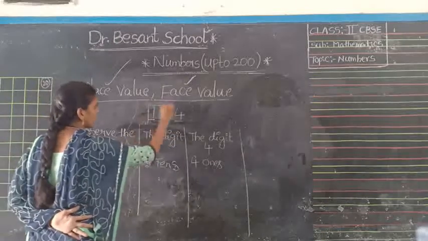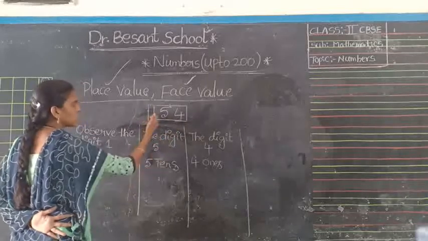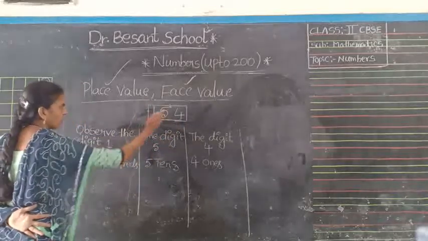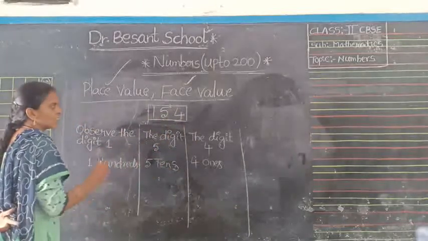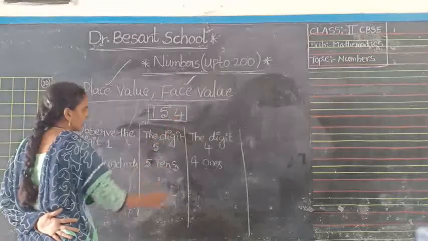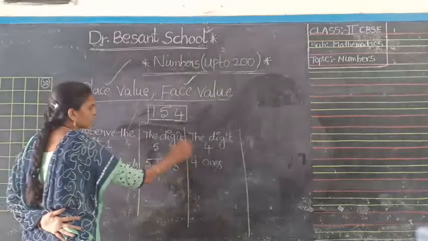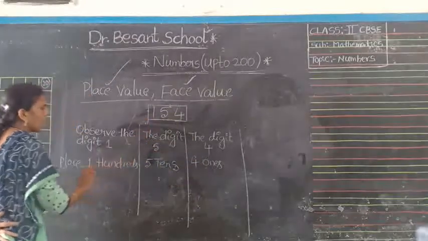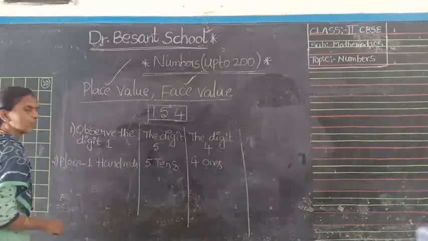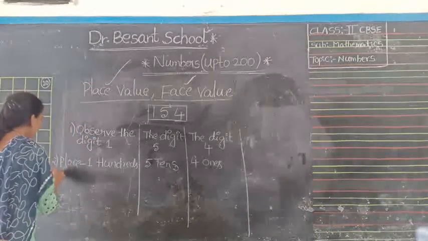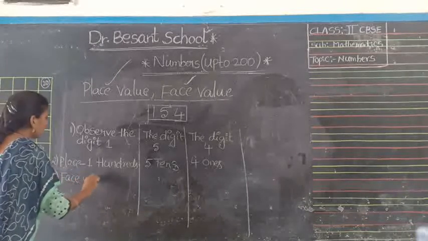This is number 154. Here the digits are 1, 5, 4. First of all, we have to observe the digits here. Yes, this is digit 1, digit 5, digit 4. After that, the places of the digit here: 4 ones, 5 tens, 1 hundreds. First of all is observation, second one is place notation. Third thing is face value.